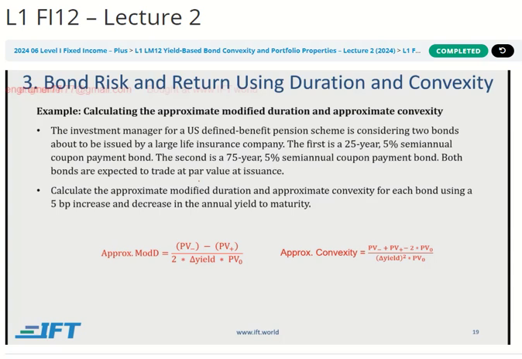Now I know you might be feeling a little bit lost, so we have another question for you. This actually has two parts because it has two bonds. You've got your 25-year 5%, and then you've got your 75-year 5%. Assuming a 5% basis point change, please calculate the approximate modified duration and approximate convexity for each of these. So pause the video, please try to calculate it, and then I will show you the answer.